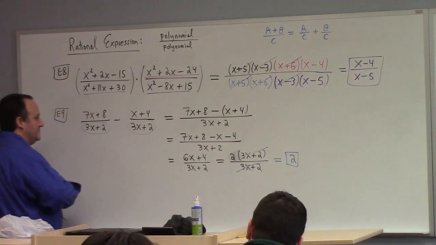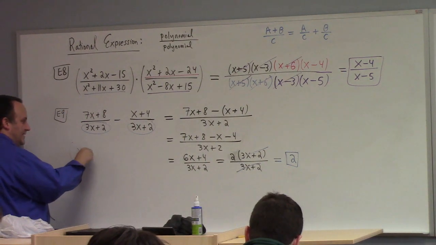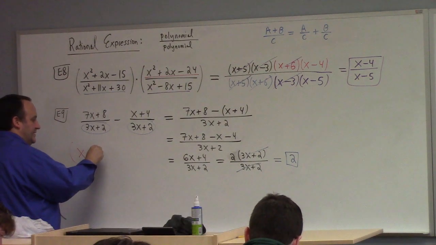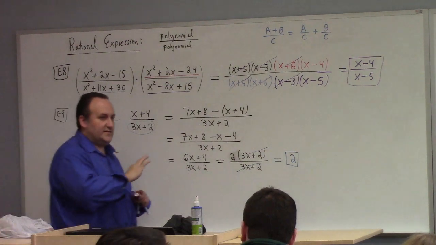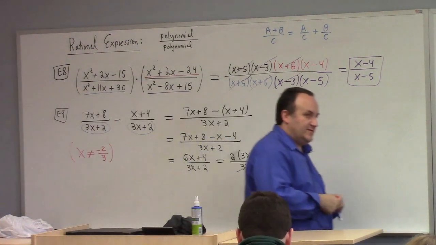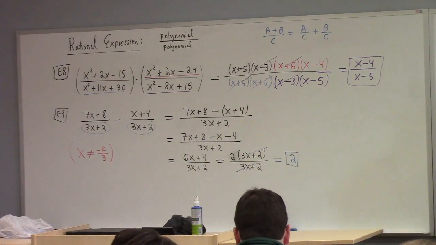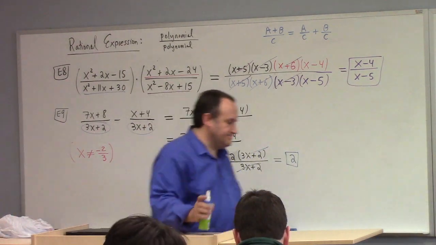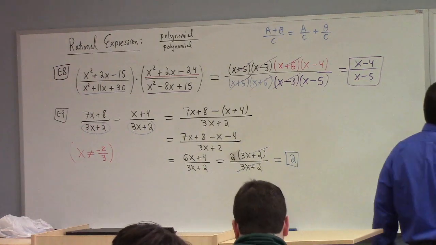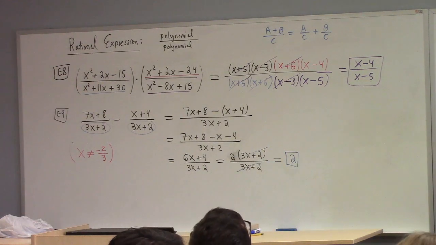What's the fine print here? x not equal to minus 2 over 3. See, if x was minus 2 over 3, this calculation is nonsense, because then we'd have division by 0 in that context. All right. How did you get negative 2 over 3, Professor? I set the denominator equal to 0, Michael.